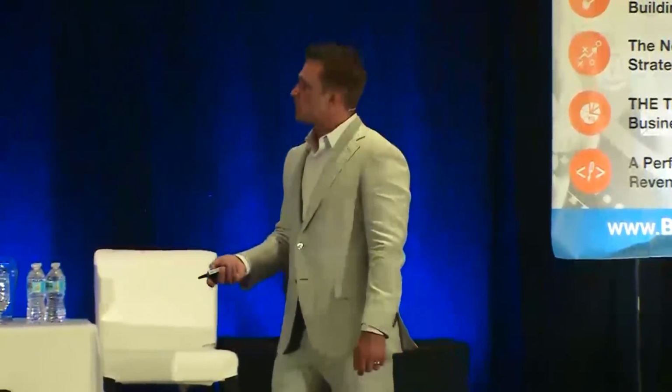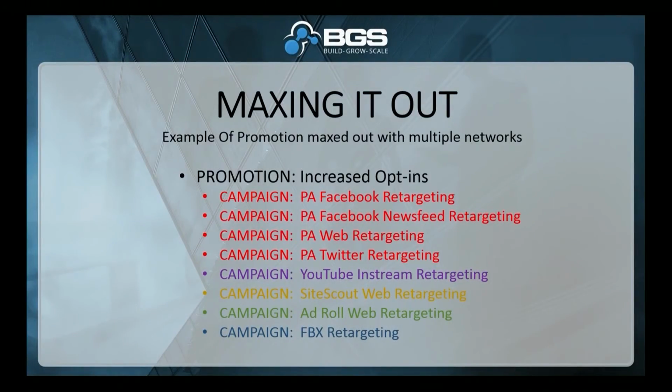So we got one more. Oh, let's use this. Let's go back. This is how crazy it can really get. So let's take that same campaign and let's use multiple networks. All right, so now we've used all of Perfect Audience. We have 4 different campaigns on Perfect Audience: Facebook Right Side, Facebook Newsfeed, Perfect Audience Web Display Network, and Perfect Audience Twitter. Okay, now we have 4 campaigns just on Perfect Audience.